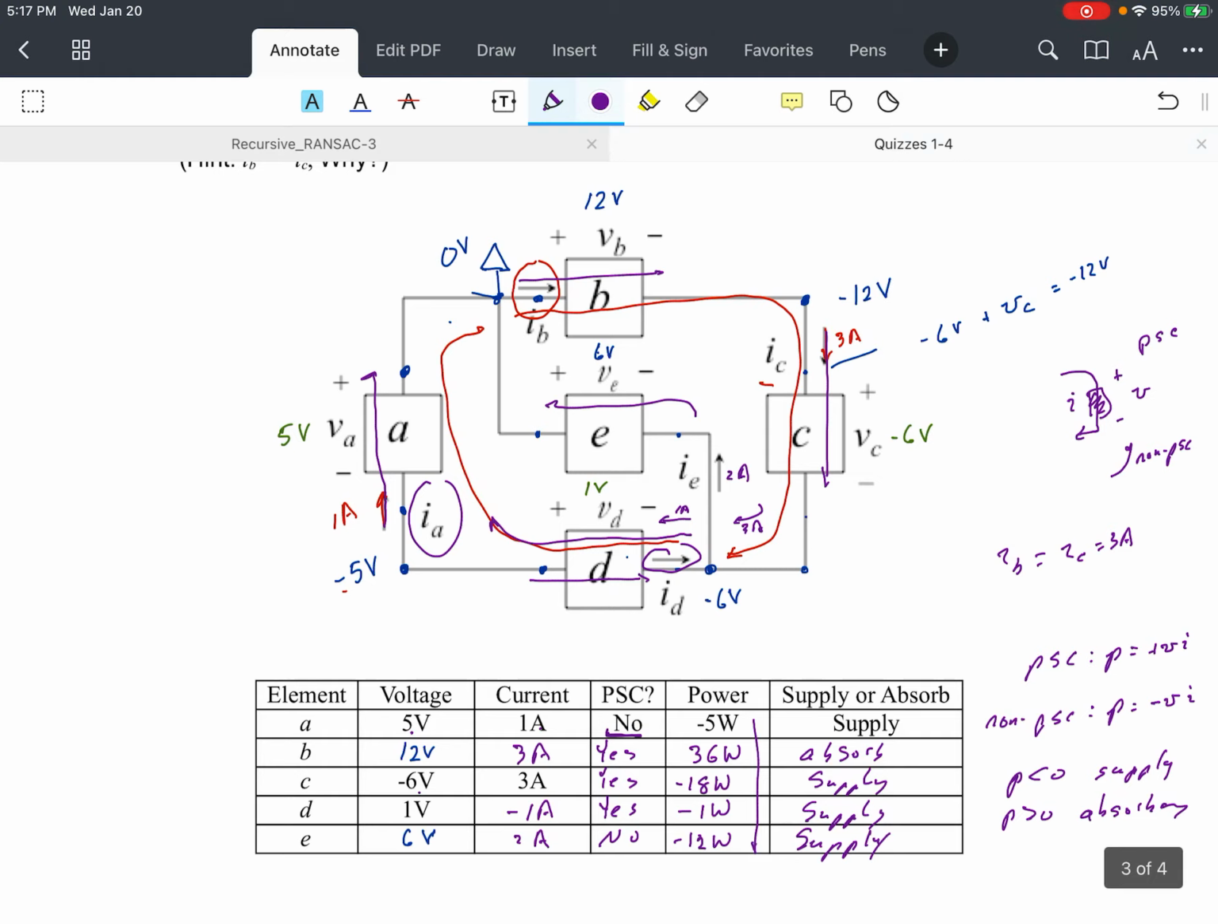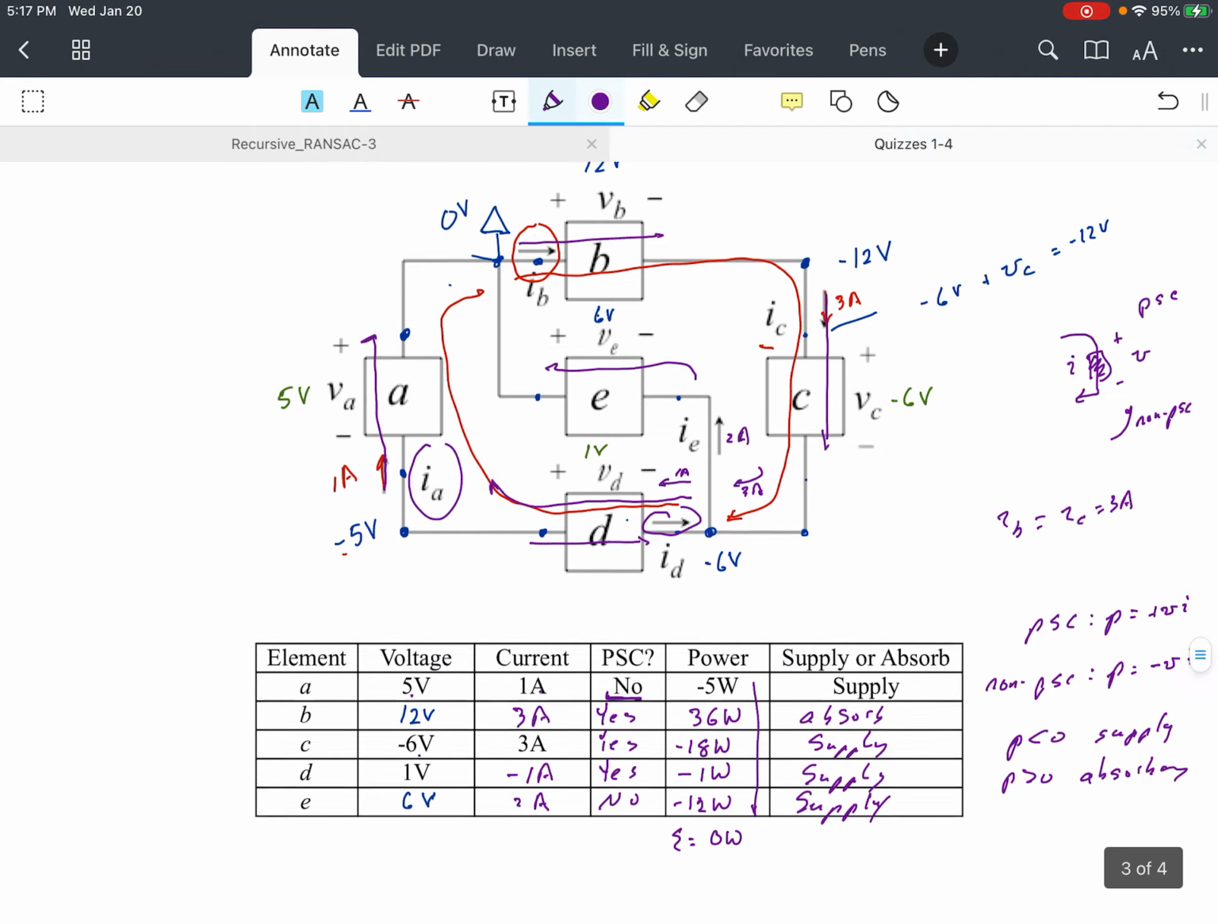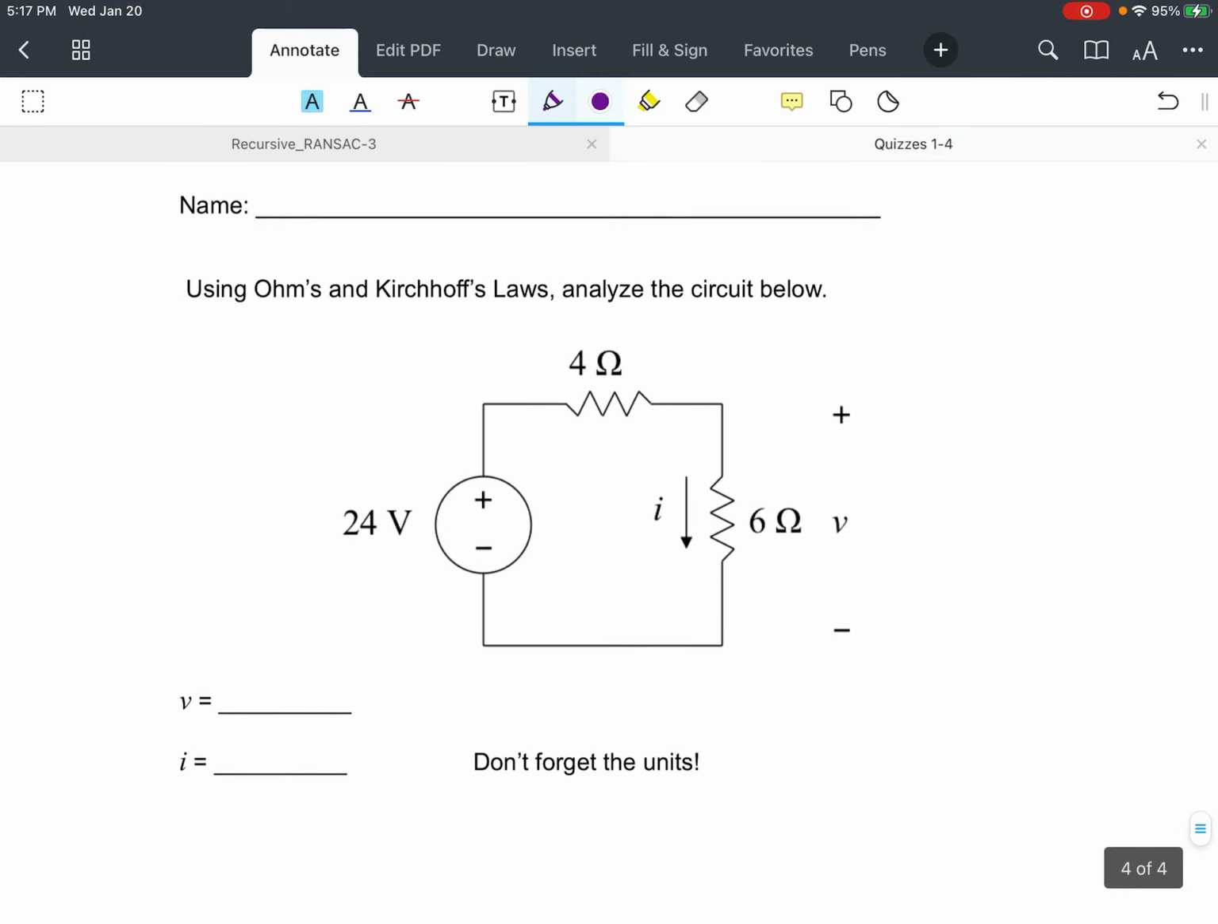Now, by the way, all of the powers here should sum to 0. So let's see, do they? Let's see, 18 plus 12 is going to be 30, plus 1, 31, plus 5, so 36. So we have a plus 36 minus 36. So the sum here is equal to 0 watts. So we did this correctly.